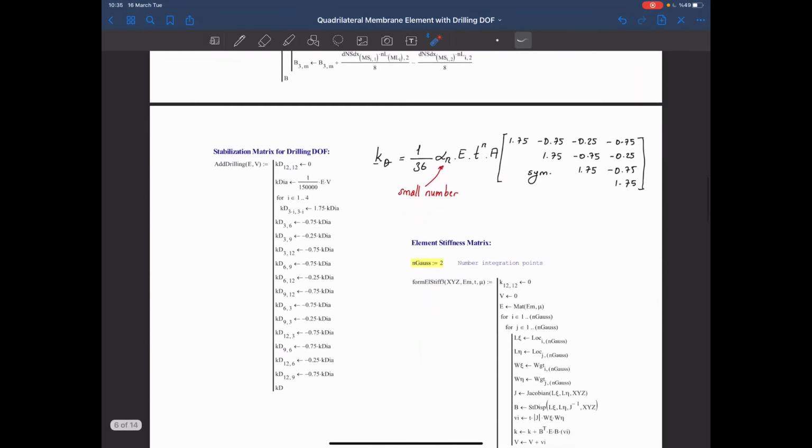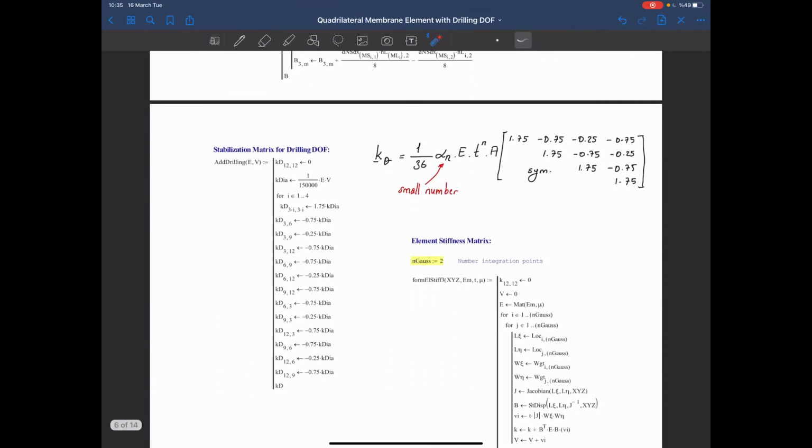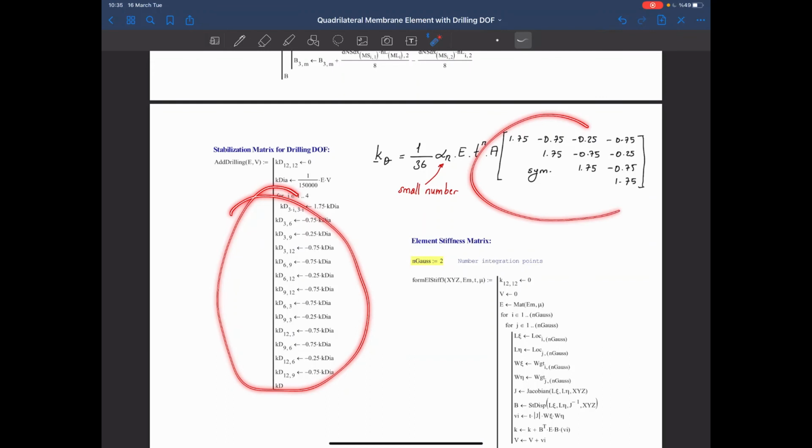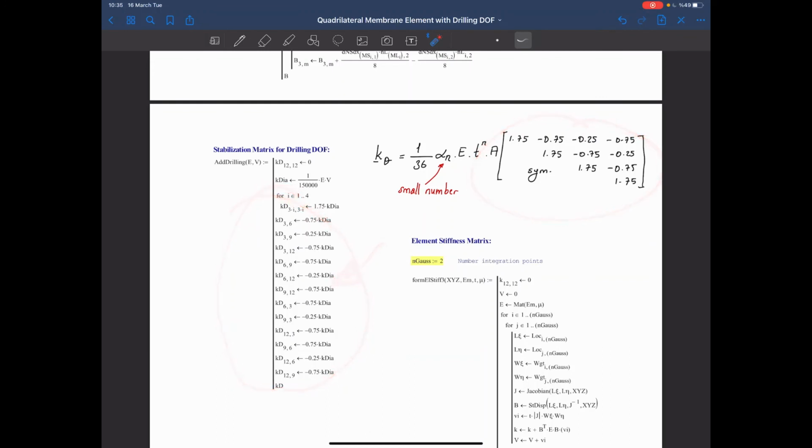Now we said that we have to add some additional stiffness to the drilling degrees of freedom, so that we will not end up with a singular stiffness matrix, and this was the approach. So here I'm just using the elastic modulus and volume. I'm not using t to the n because I'm just dividing with a very large number, 150,000. So I'm not really modifying this coefficient. I'm just putting a very small number in there. And I'm just writing the stiffness matrix as follows.